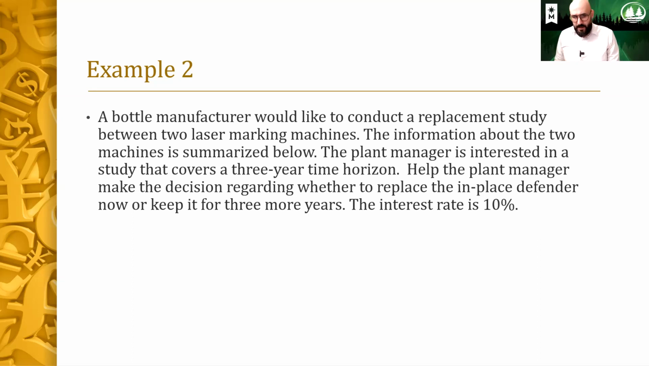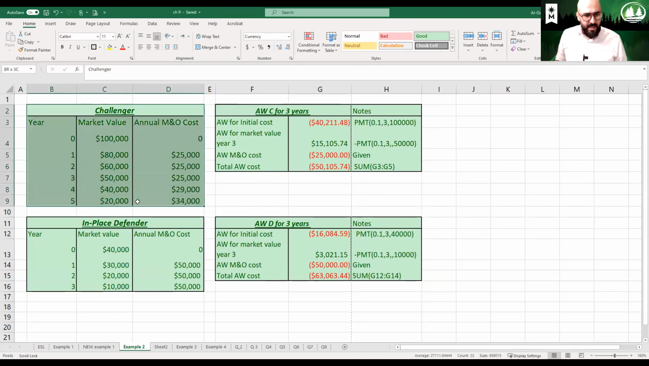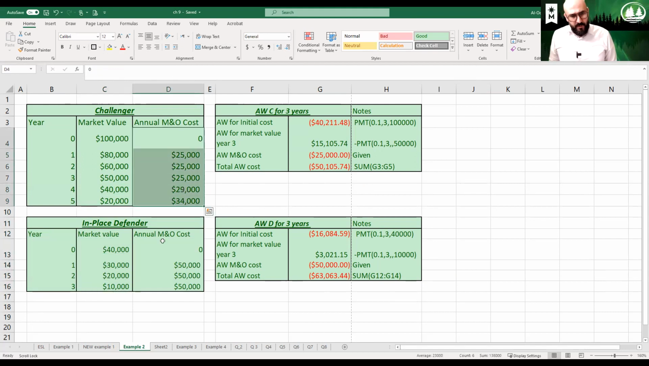So let's go ahead and switch to Excel here. All right, so we have the challenger, we have the defender. Here's the information given to us for the challenger for 5 years, the in-place defender for 3 years. And so 100,000, 80,000, 60, 50, 40, and the same thing here, 40, 30, 20, and 10. And we have the maintenance and operational cost for each one of these for the challenger and the defender.